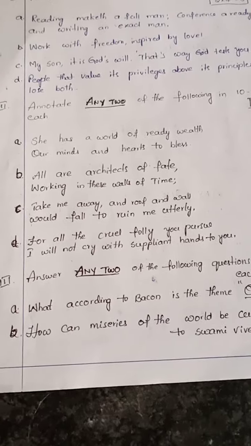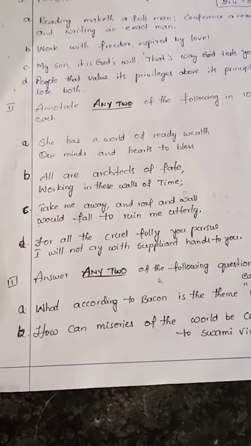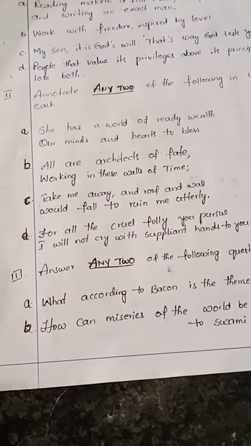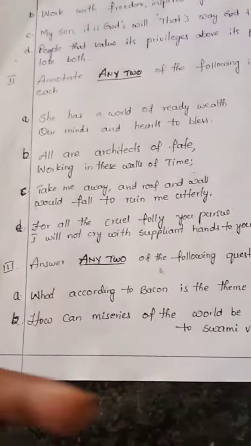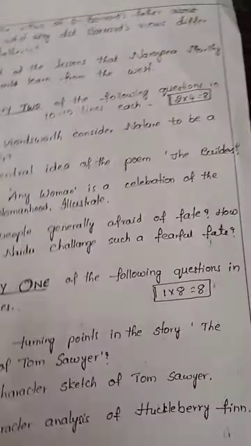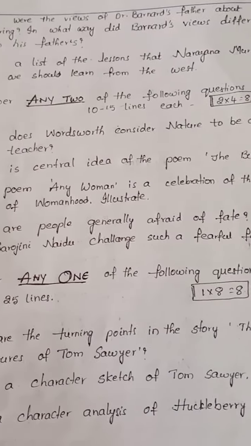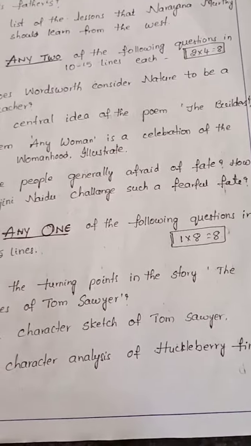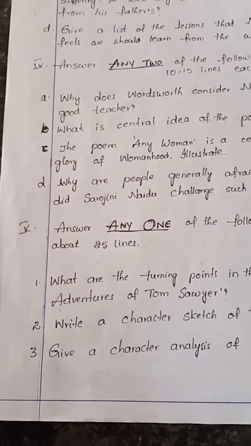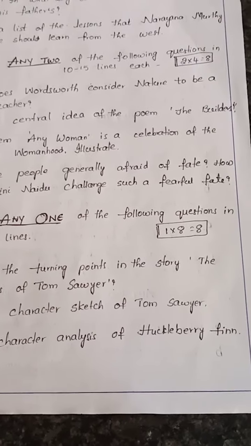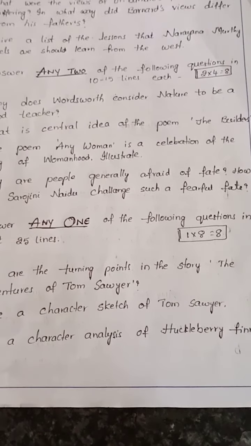There are nearly 16 to 17 Roman numbers here. Each one carries marks accordingly, so read it carefully. It is for your own benefit. For this first section, you will be getting 40 marks. These 40 marks come only from questions and answers and annotations.